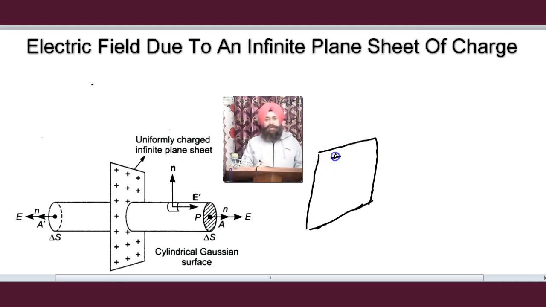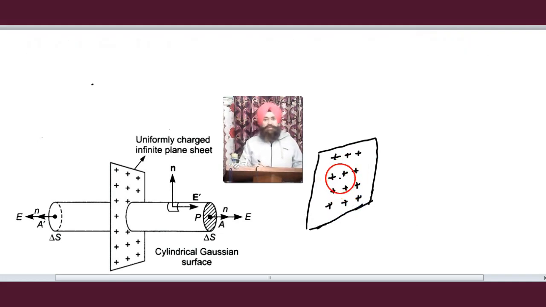This sheet which I am showing here is of finite size, but actually the sheet under consideration is infinite in dimension. The sheet is so thin that the charge which appears here is also visible on the other side of the sheet. So it is so thin. Now our problem is, what is the electric field at a point here, suppose?